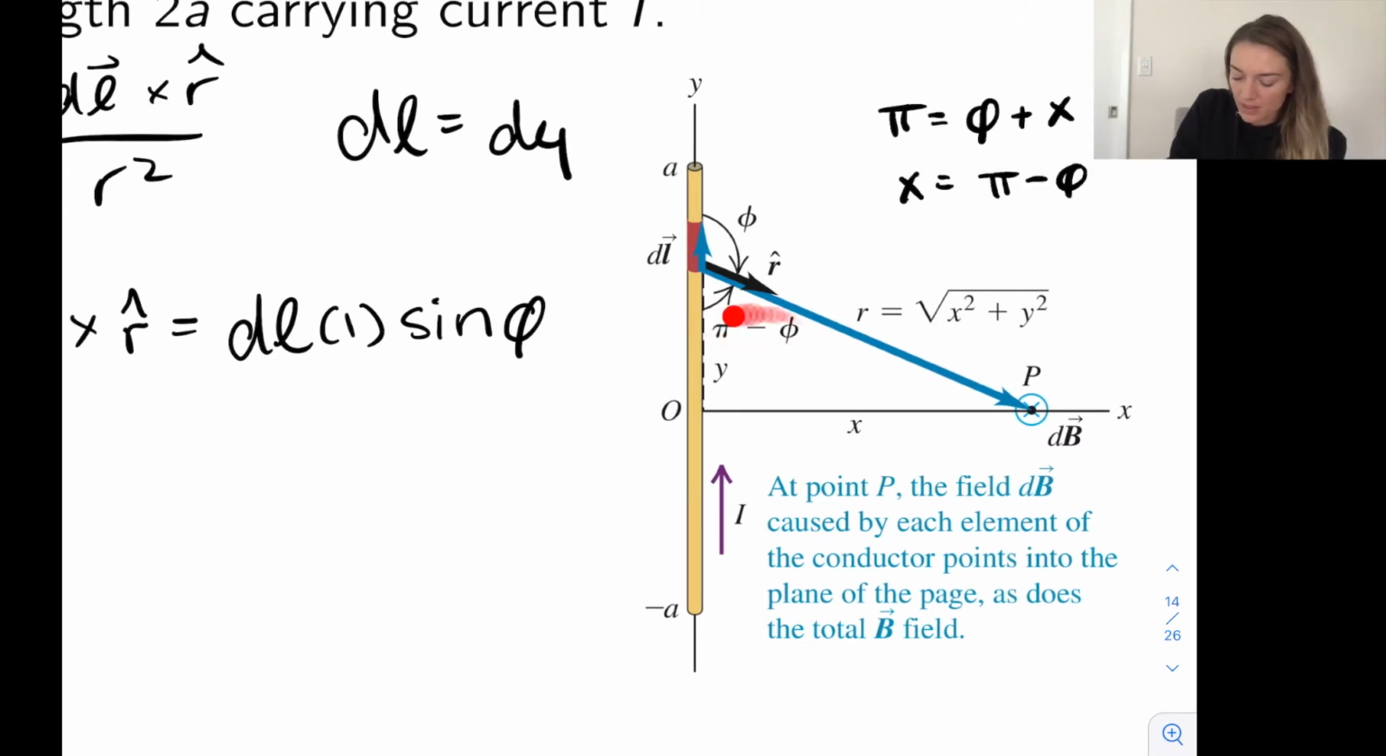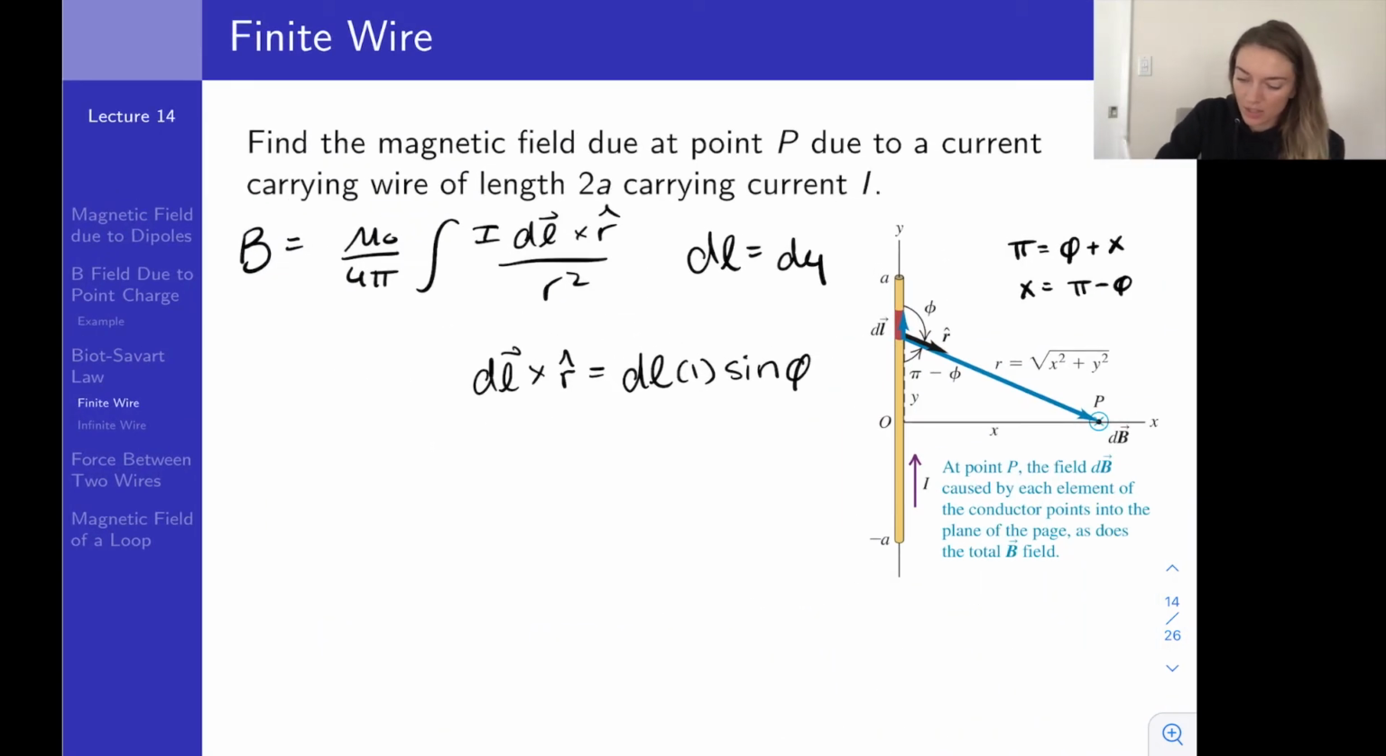So this angle is pi minus phi. So now we can use a trig identity. One of the trig identities is that sine of pi minus phi is the same thing as sine of phi. So we can just look at this triangle in here and figure out what the sine of this angle is, and it will be the same as the sine of this angle.